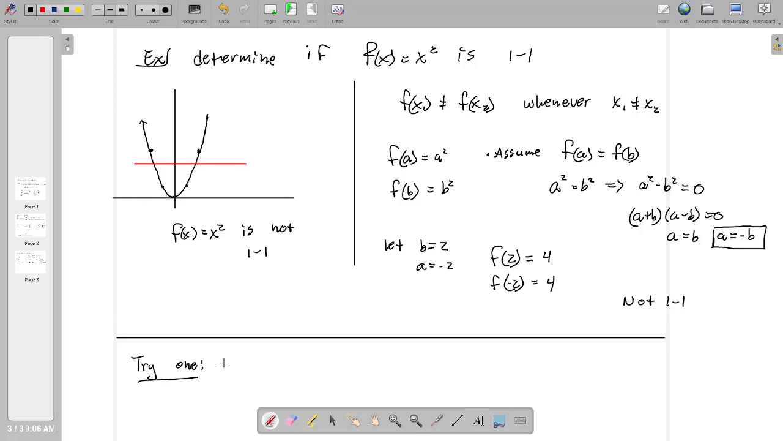All right, I want you to try one now. Determine if f of x equals x cubed is one-to-one.